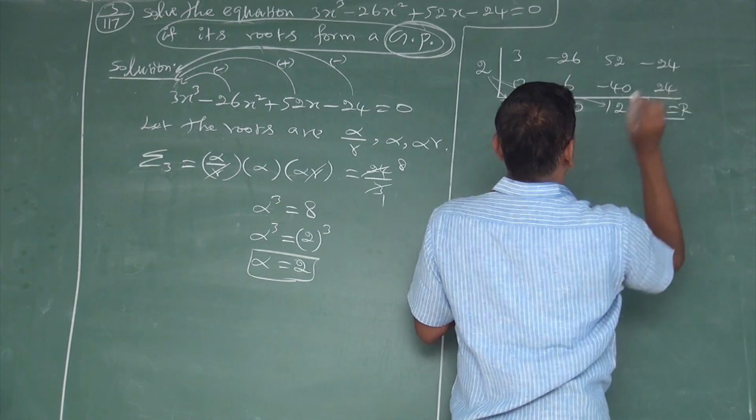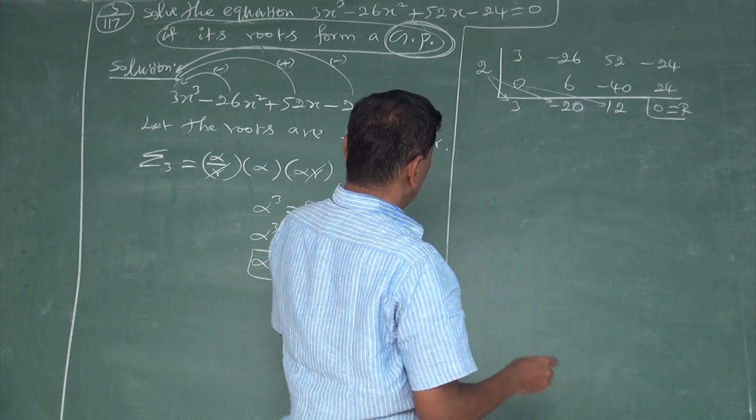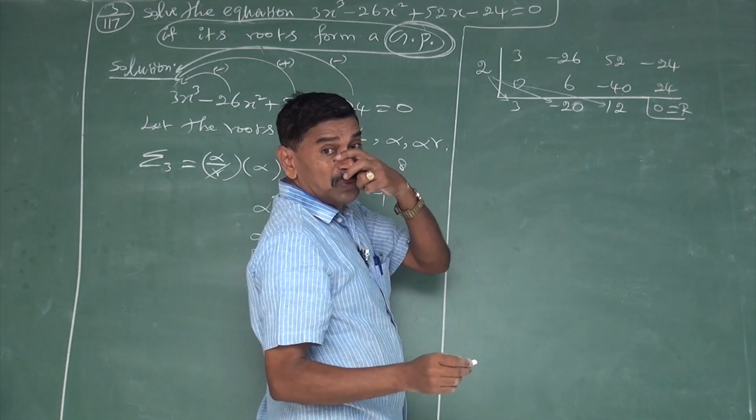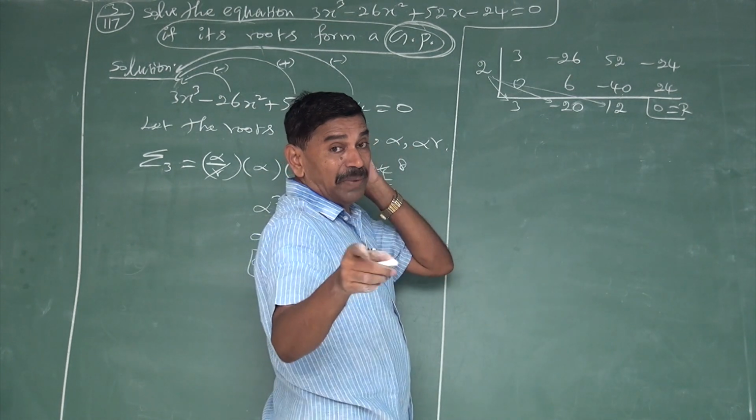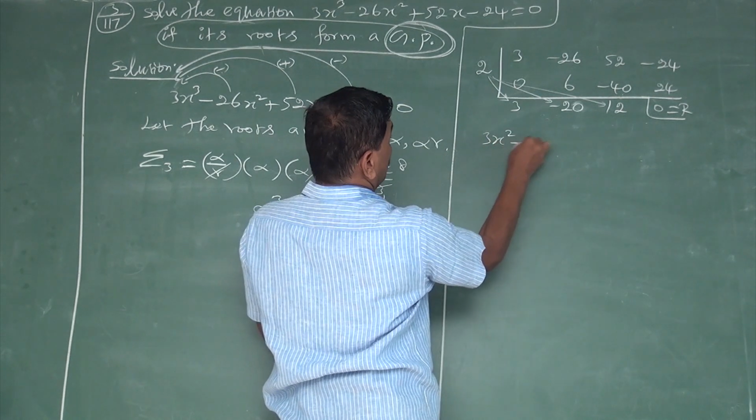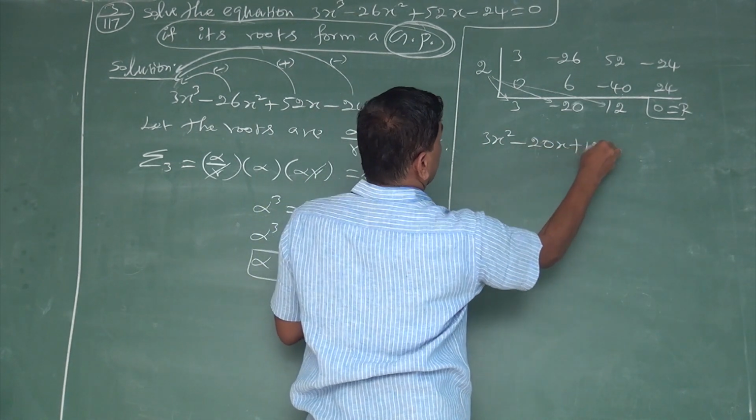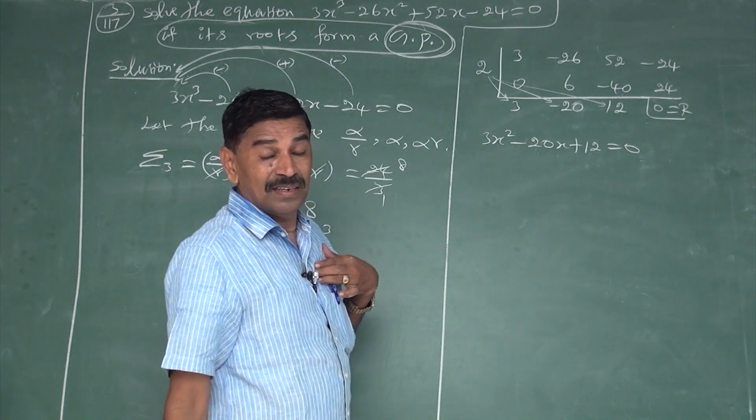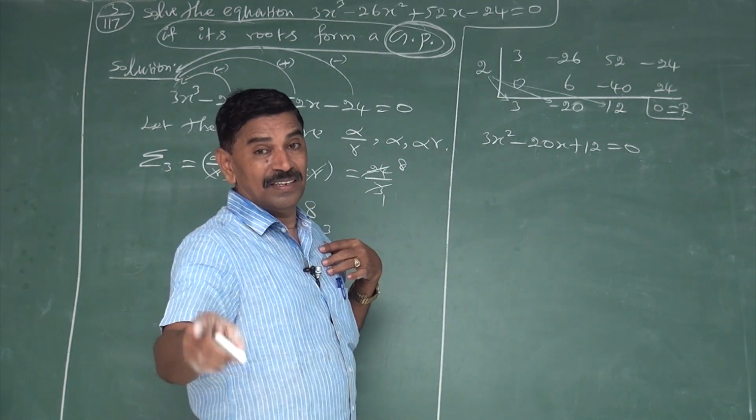Remainder equal to 0. Now consider the base. The base is x square, x, a constant. Very good. 3x square minus 20x plus 12, which is equal to 0. Is any further simplification possible? No, because 3 is a prime number.